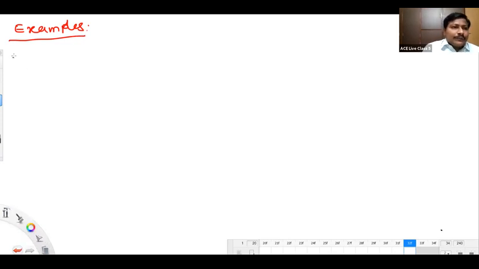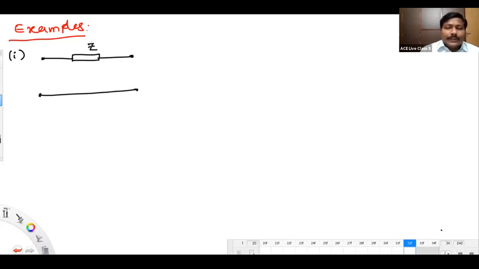Example networks I'm taking. First network: it's a simple series impedance, like this. What will be the ABCD of this simple series impedance? It will come to be 1 Z 0 1. The ABCD parameters of the simple series impedance will come like 1 Z 0 1.